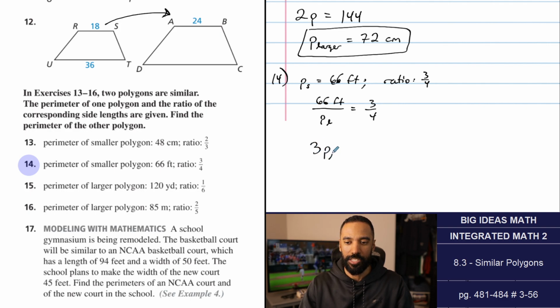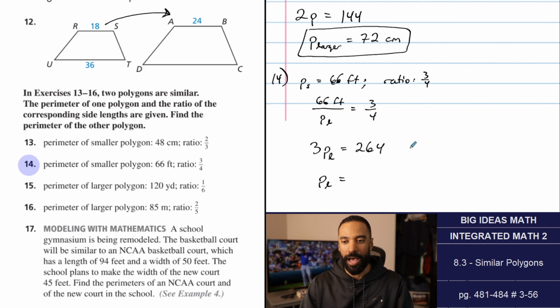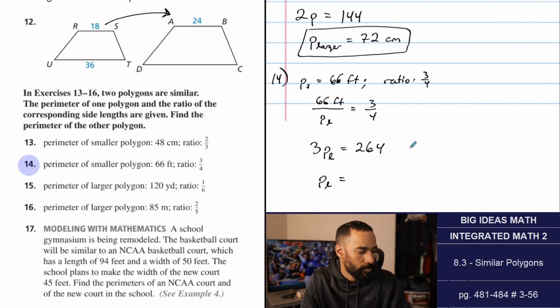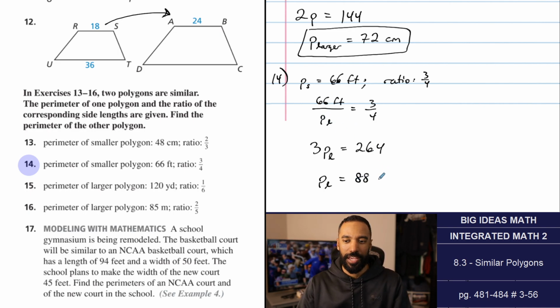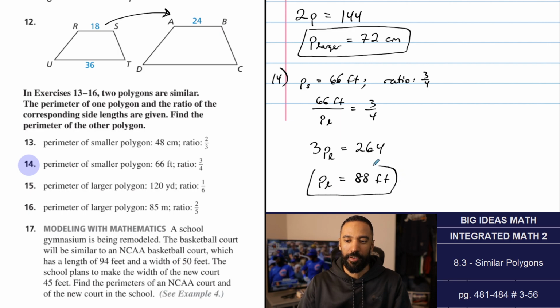3 times P sub L is 4 times 66, 264. Divide by 3, P sub L equals, I don't know, 88? Oh, I should have known that from this. 88 feet. So the perimeter of the larger one is 88 feet.